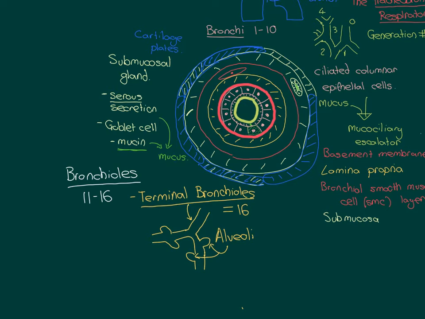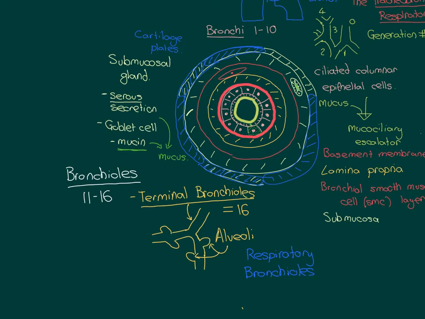Okay, right. So what then is the name of these next airways along after the terminal bronchioles that do now have alveoli coming off them? Well, these are now called respiratory bronchioles. So after the bronchioles, the next airways along are called the respiratory bronchioles, and these now do have alveoli coming off them. So in the picture I've drawn, these are respiratory bronchioles.